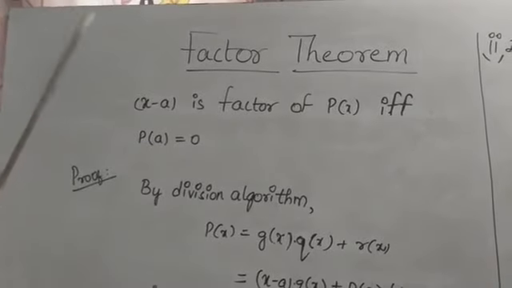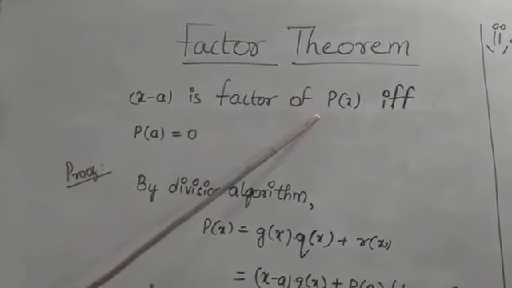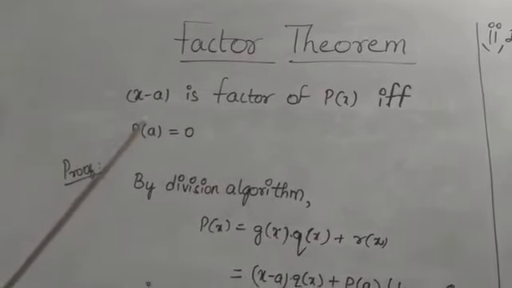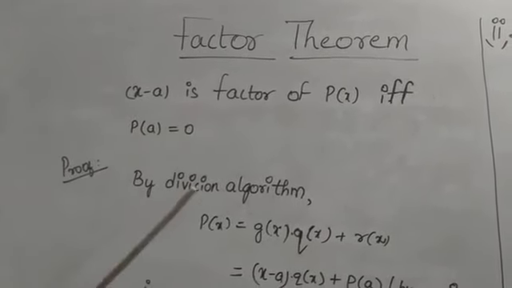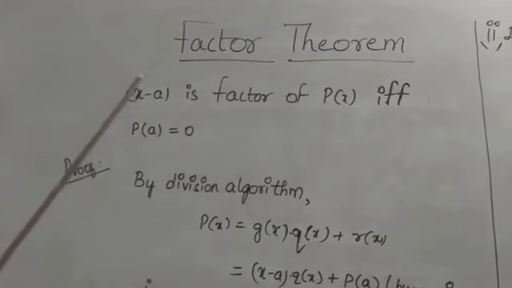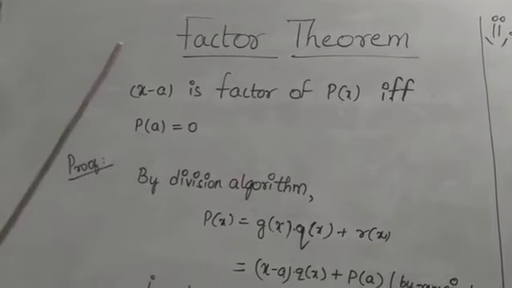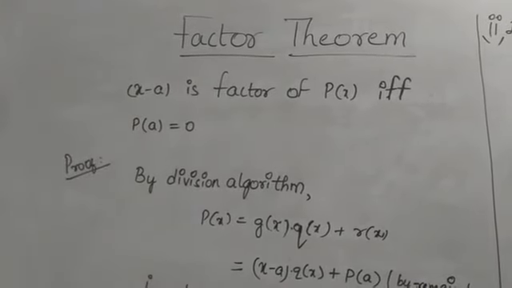Let us discuss the factor theorem. x minus a is a factor of p of x if and only if p of a equal to 0. So here two cases are there. If x minus a is a factor of p of x, then p of a equal to 0. Or if p of a equal to 0, then x minus a is a factor of p of x.